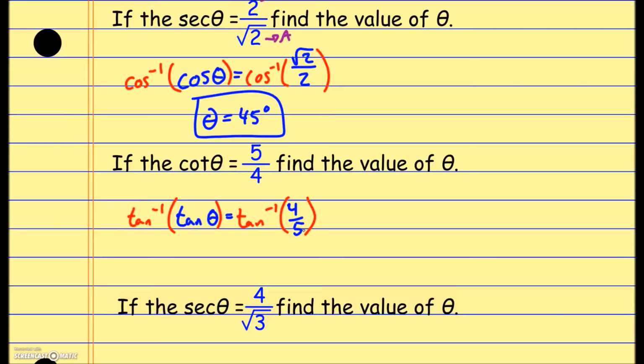And now it's just a job for my calculator. So when I plug that in, it gives me approximately 38.66 degrees. Okay?